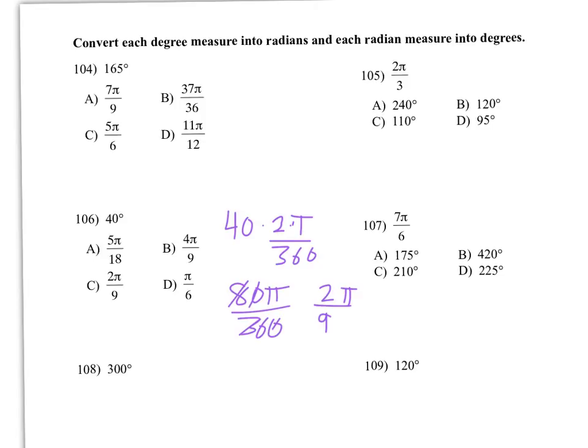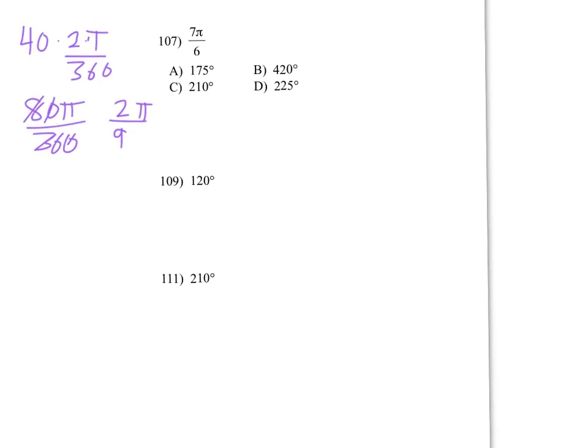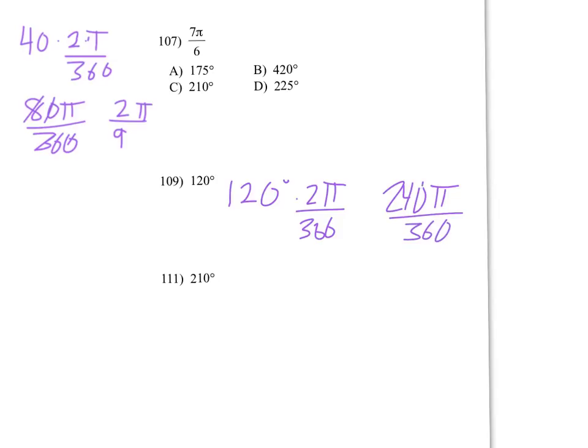For number 109, here's how you do it. This is 270, right? We've got 120 degrees times 2 pi divided by 360, 240 pi over 360, 24 over 36 is going to be 2 pi over 3.